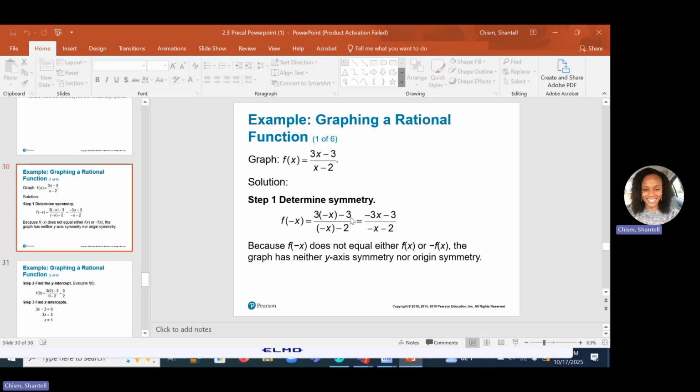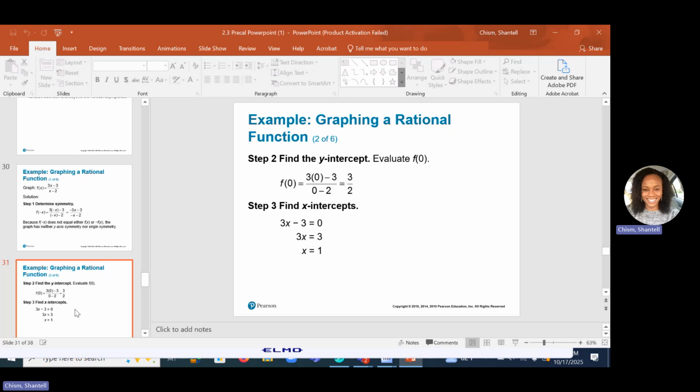But because the constant 3 and the constant 2 didn't change, even though the first term on top and the first term on bottom did, because those constants did not change sign, it's neither the original, because it's not giving us that right back, nor is it the opposite. So the graph has neither y-axis nor origin symmetry. That's one of the first things we look at.